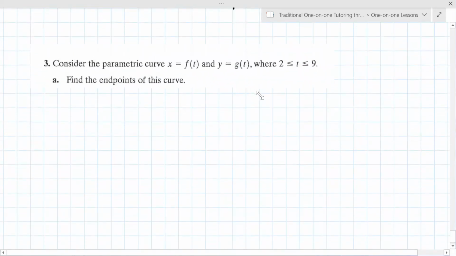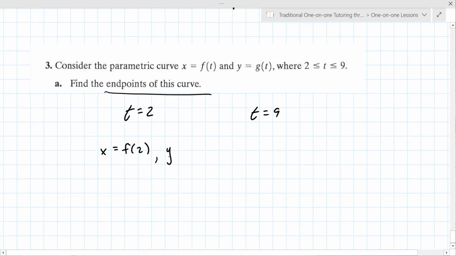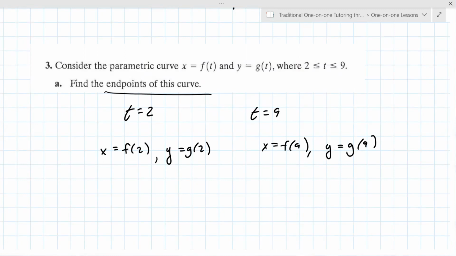All right, consider the parametric curve, find the endpoints of this curve. That means evaluating at t equals 2 and t equals 9. So x is f of 2 and y is g of 2. And then at 9, x equals f of 9 and y equals g of 9. And there's nothing more you can do there. That is the extent of it.